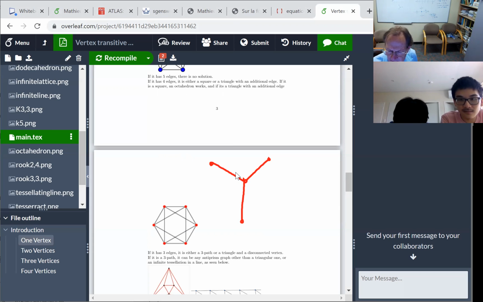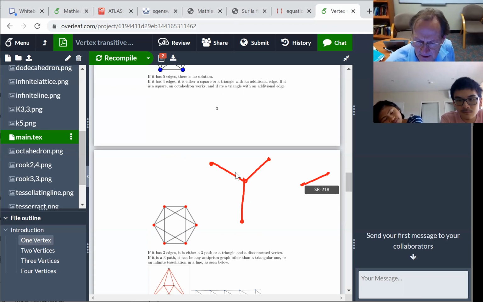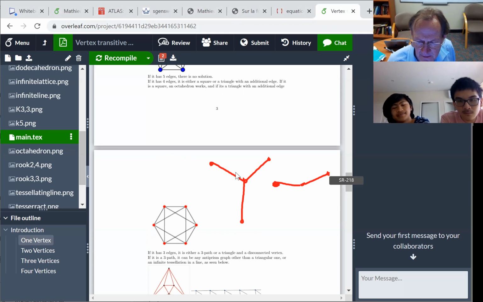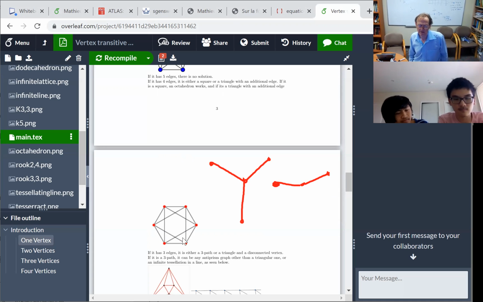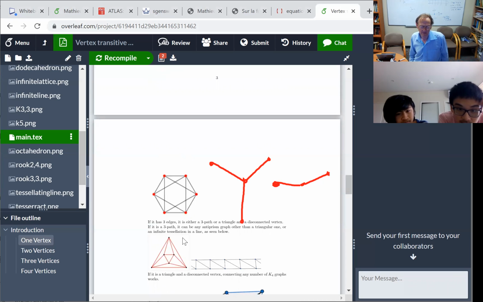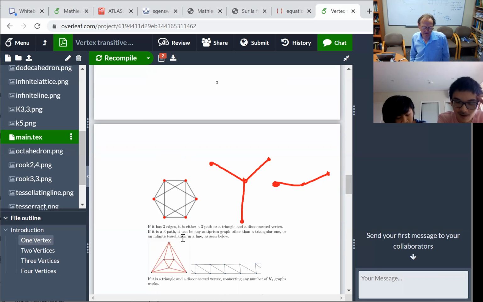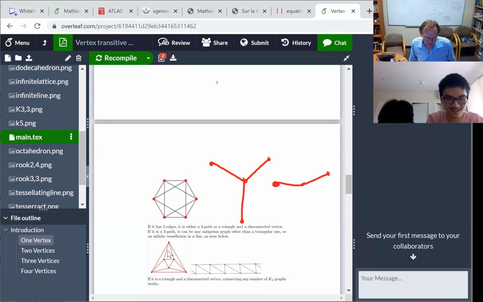Lucas, I think it's for similar reasons as that this one doesn't work. In some ways, this is just a repeat of that one, if I remember correctly. So then, other than that, it can be like a 3-path or a triangle and a disconnected vertex. If it's a 3-path, it can be any antiprism graph that's not the triangular one, the first one. So not this one, I made a mistake copying. It's not this graph. I'll pull up another one.